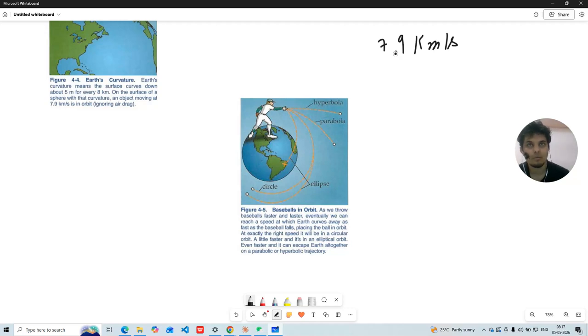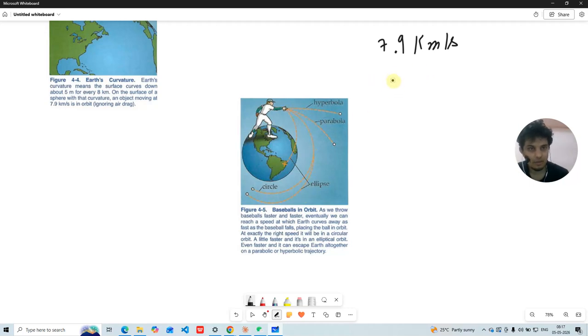It would pull it down about 5 meters for every 8 kilometers it travels, and it would continue around the earth at a constant height. If we forget to duck, it might hit us on the back. Okay, a ball thrown at a speed slower than 7.9 kilometers per second falls faster than earth curves away beneath it. Thus it eventually hits the surface. So yeah, we need to throw things faster than the earth curves.